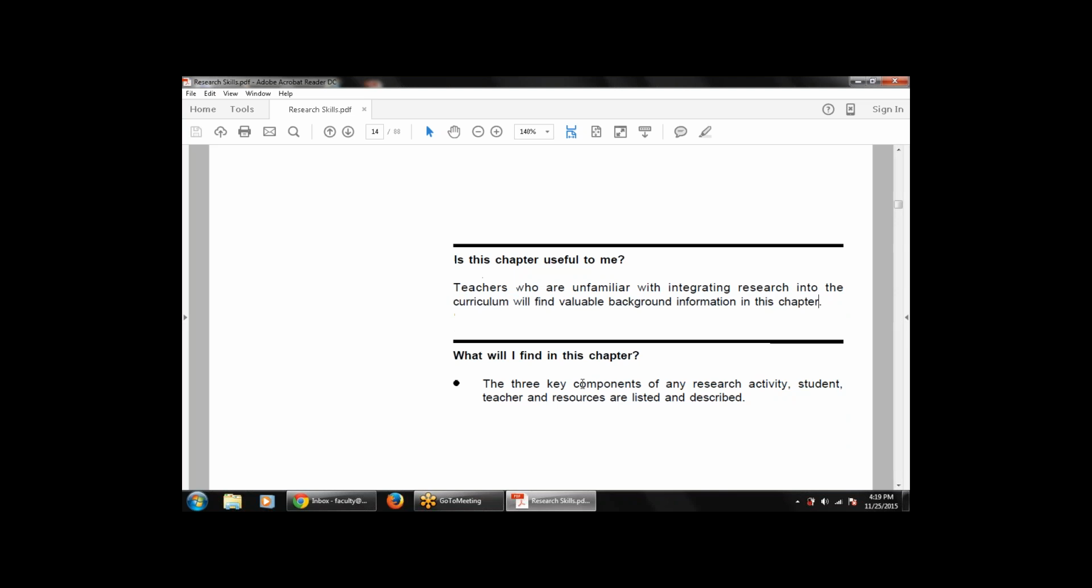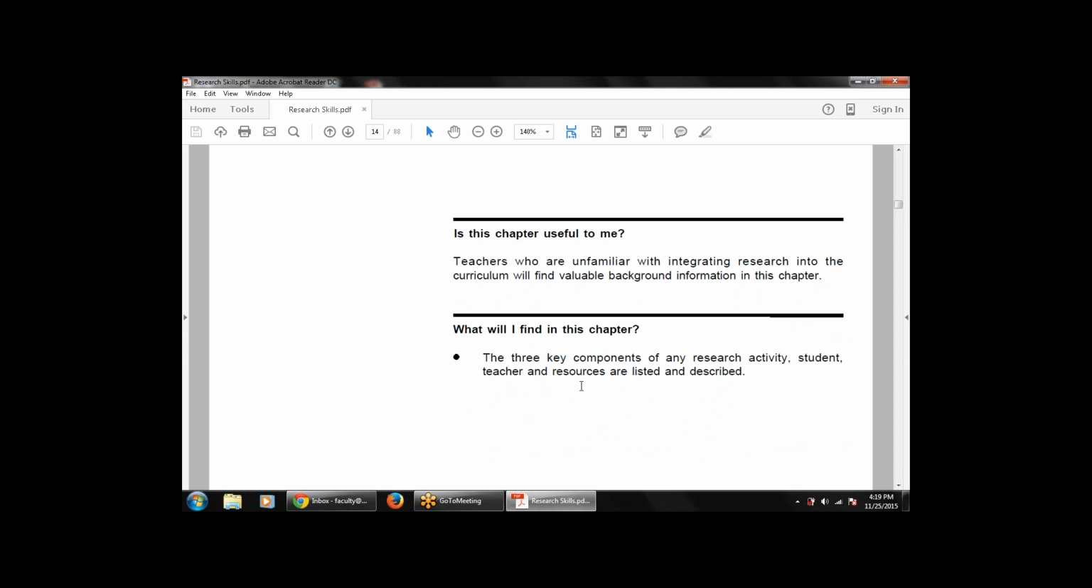Now, what will I find in this chapter? There are various components covered in this chapter. The three main components covered in this chapter are the research activity, student and teacher, and resources that are listed and prescribed.